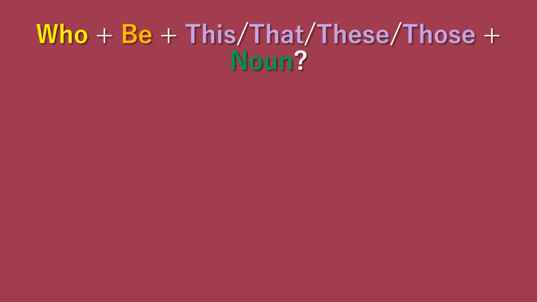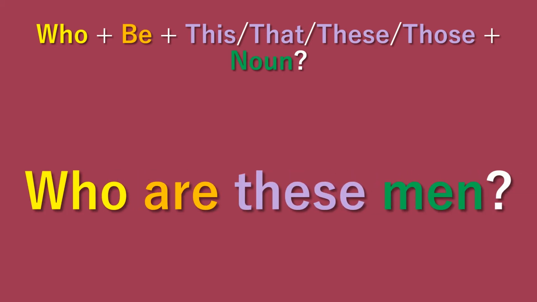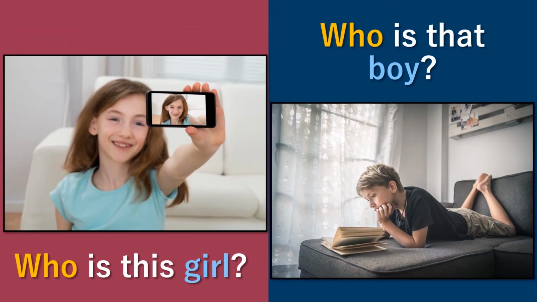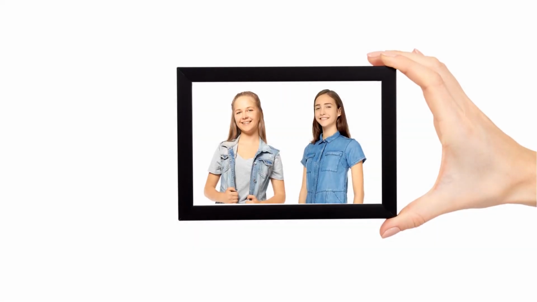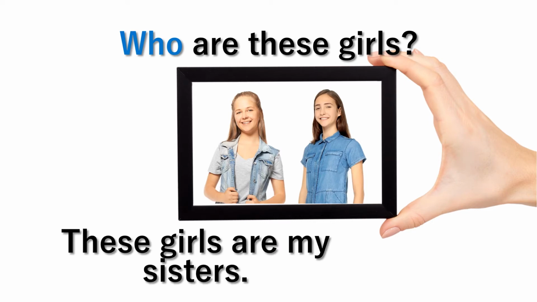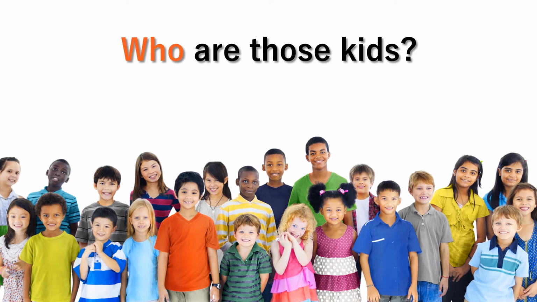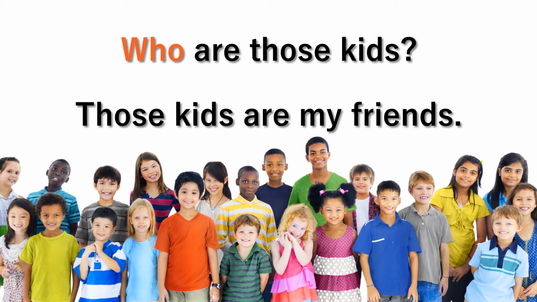Who can also be used with the verb be, a demonstrative and a noun. Who are these men? Who is this girl? Who is that boy? Who are these girls? These girls are my sisters. Who are those kids? Those kids are my friends.